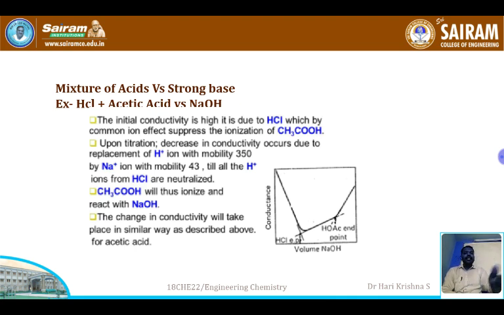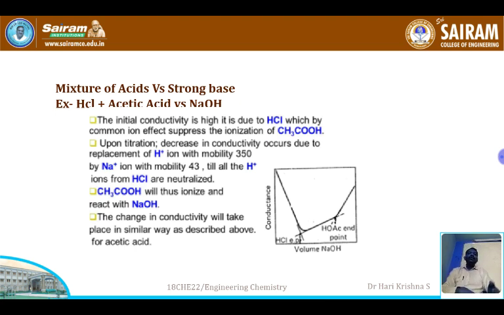So you get 3 curves. We extrapolate the curves so that the 3 curves intersect each other. At the first point of intersection, we draw a perpendicular to the x-axis and call it V1. The other point we call V2. V1 gives you the volume of NaOH required to neutralize HCl. V2 gives you the total volume of NaOH required to neutralize both the acids. Whereas V2 minus V1 gives you the volume of NaOH required to neutralize only acetic acid.